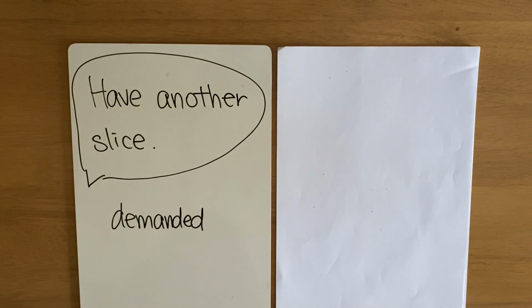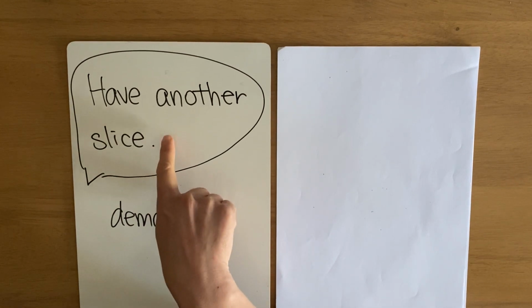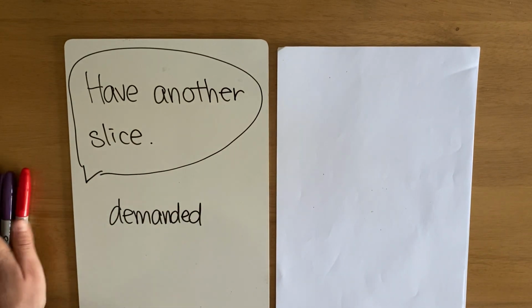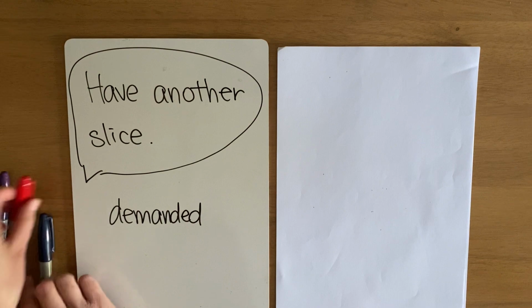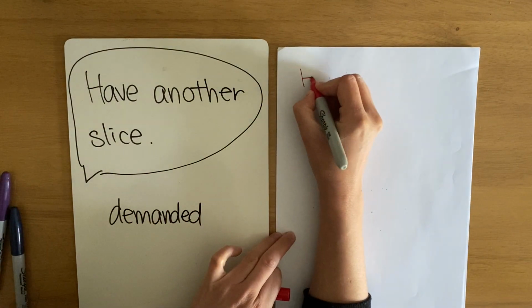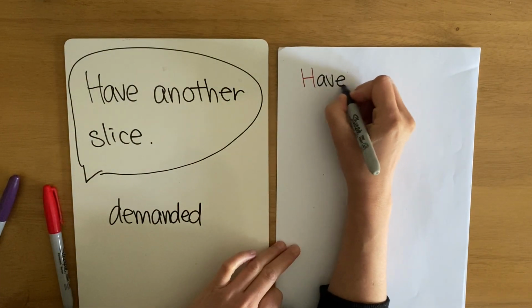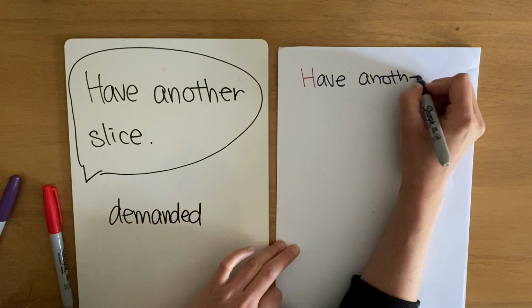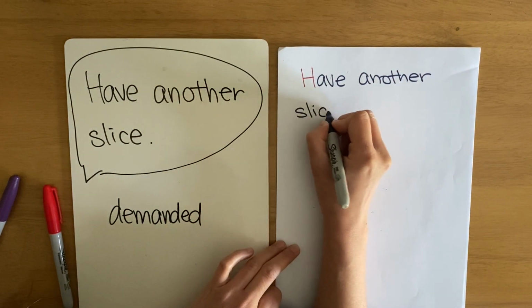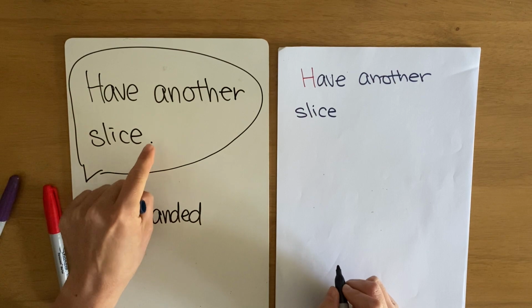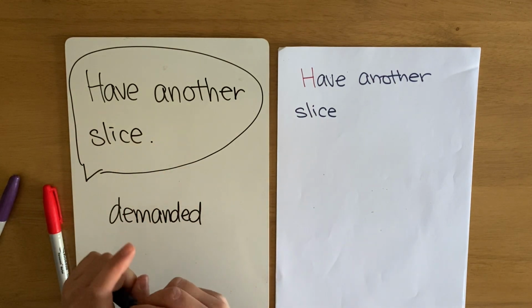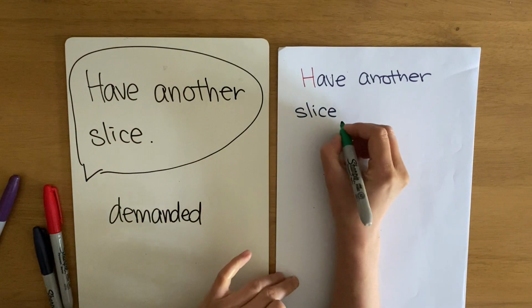In this scene, Miss Trunchbull is demanding Bruce Bogtrotter to have another slice of chocolate cake. So Miss Trunchbull has said, "Have another slice." We're going to copy what Miss Trunchbull has said. I'm going to remember my red capital letter first. Have another slice. And remember, if there's a full stop in the speech bubble, we have to change it to a comma.